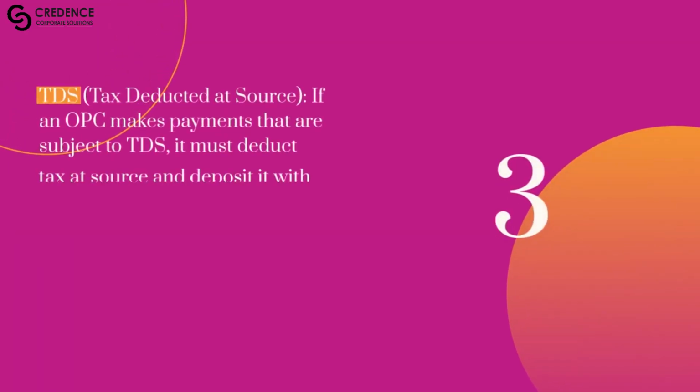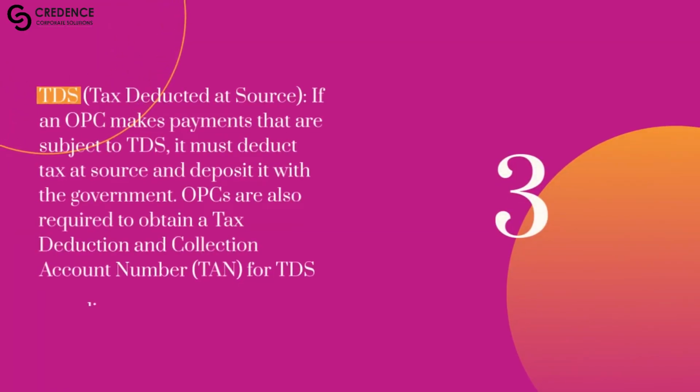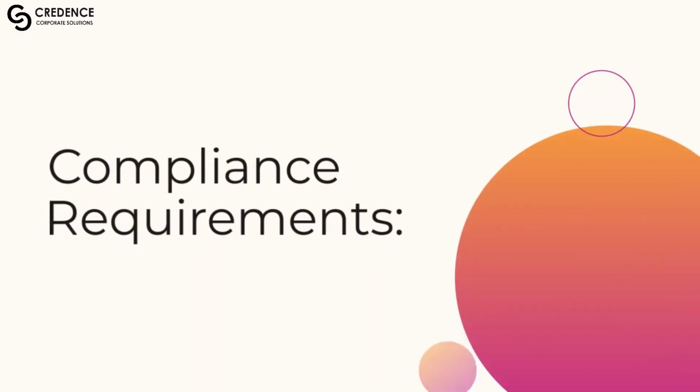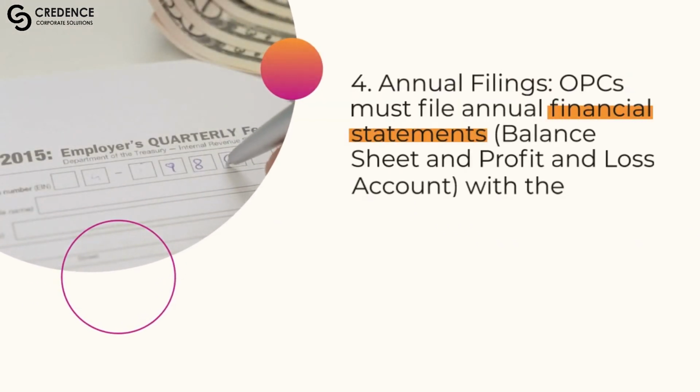3. TDS, tax deducted at source. If an OPC makes payments that are subject to TDS, it must deduct tax at source and deposit it with the government. OPCs are also required to obtain a Tax Deduction and Collection Account Number, TAN, for TDS compliance. Compliance requirements. 4. Annual filings.